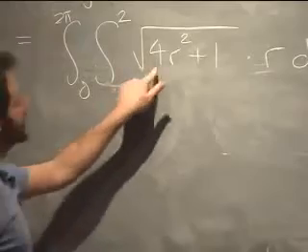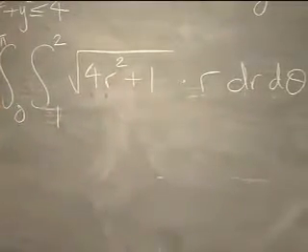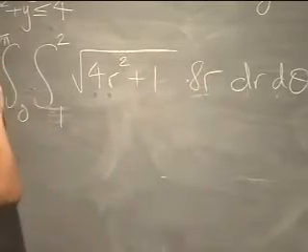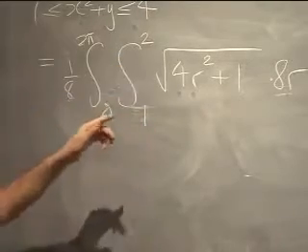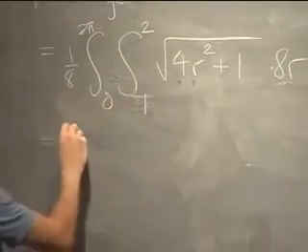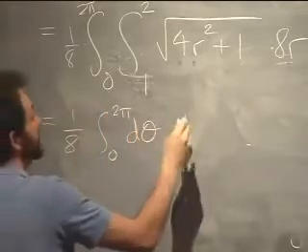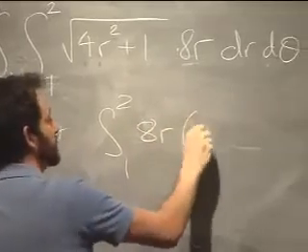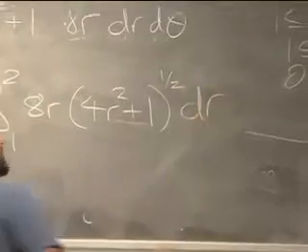And luckily, the derivative of 4r squared is 8r. So I'm going to even avoid a change of variables by putting in 1/8 here. Also notice that 1 and 2 don't depend on theta, so I can sort of decompose the integral into the d theta piece. And the other piece, which I'm now going to write as 8r times 4r squared plus 1 to the power 1/2, just to be safe about it.